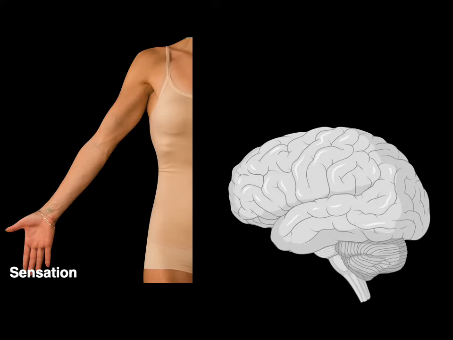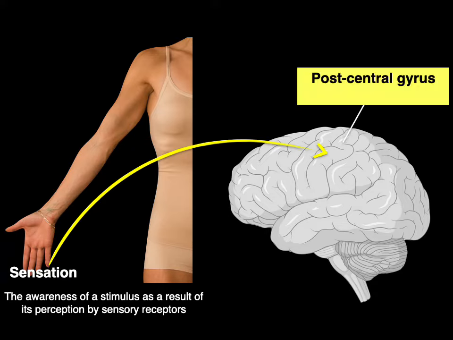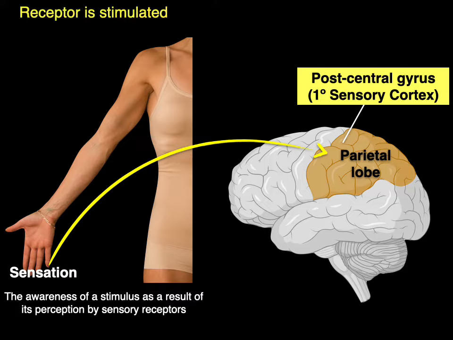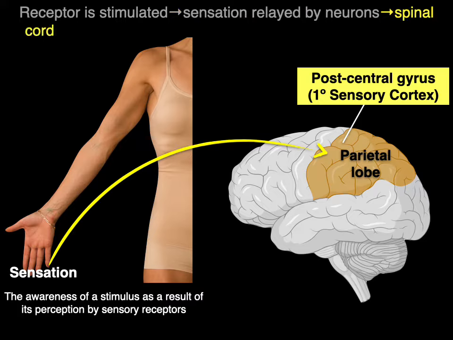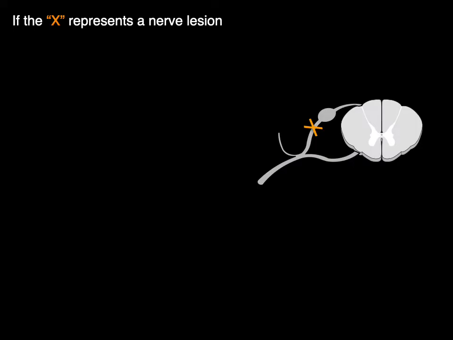So, first of all, sensation is the awareness of a stimulus as a result of its perception by sensory receptors, which then send that message to the brain, specifically the post-central gyrus of the primary sensory cortex of the parietal lobe. So a receptor is stimulated, that sensation is relayed by neurons to the spinal cord, then to the thalamus, then to the cerebral cortex where consciousness is perceived.